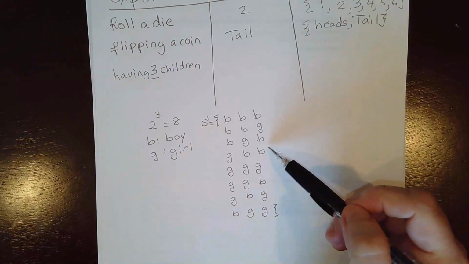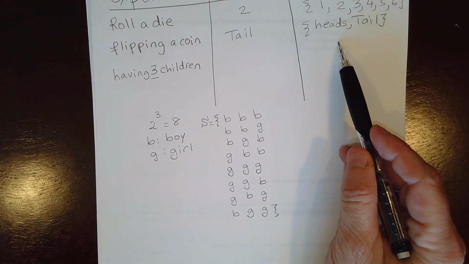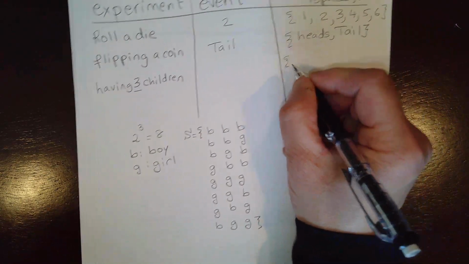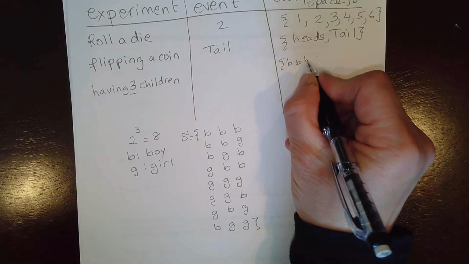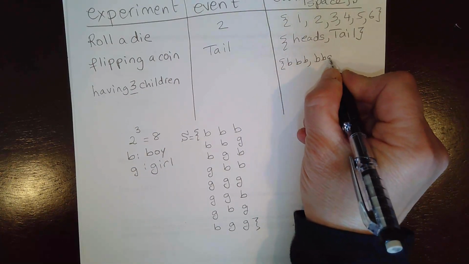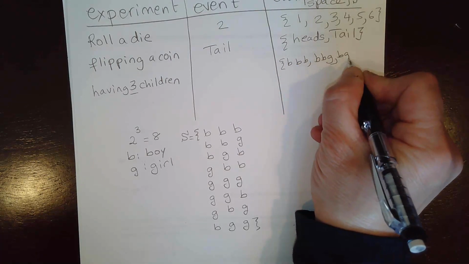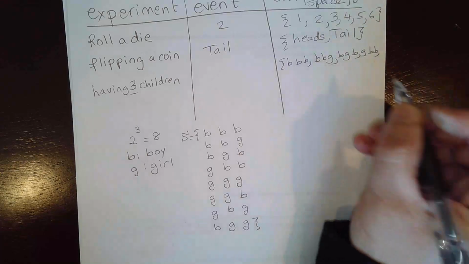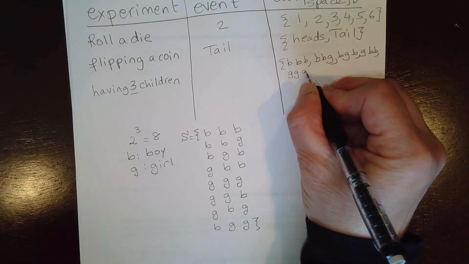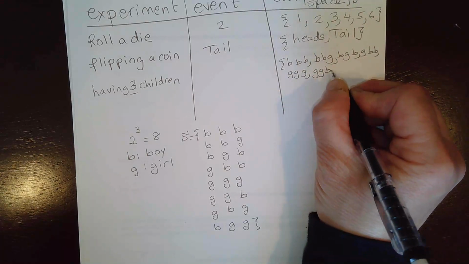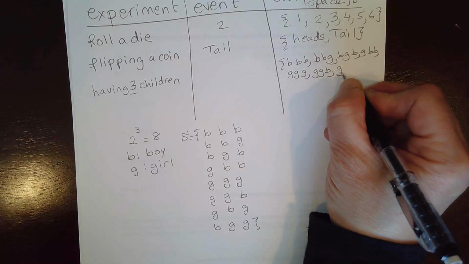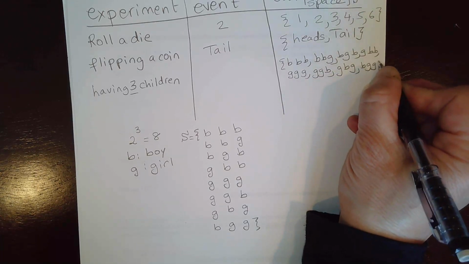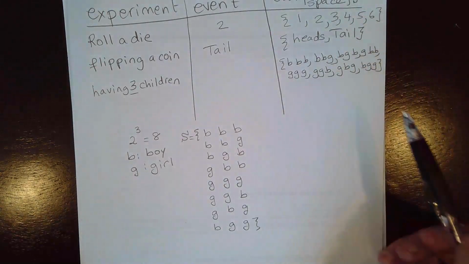So you can include it here, the sample space. Again, I can go ahead and write it down in front of you. Boy, boy, boy. You change the last one, girl, push it to the middle. Boy, girl, boy, girl, boy, boy. And now girl, girl, girl, change the last one, push it, boy, girl, boy, girl, boy, girl, girl. These are the 8 possible outcomes.